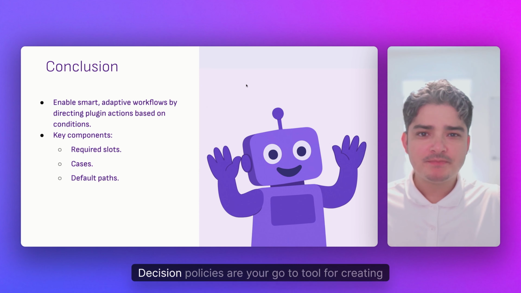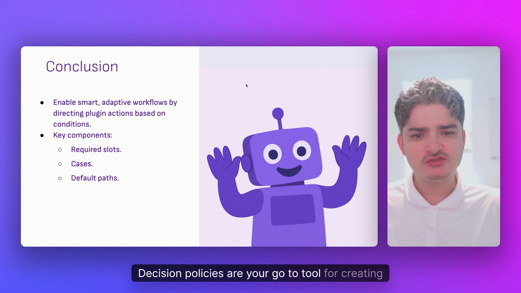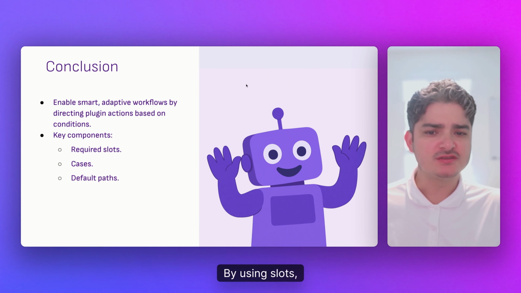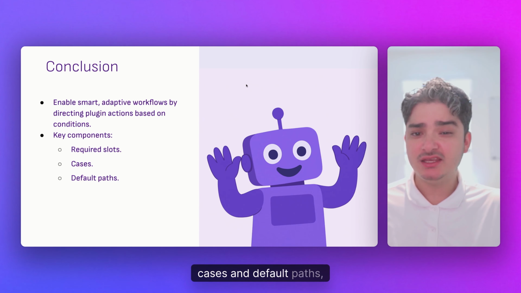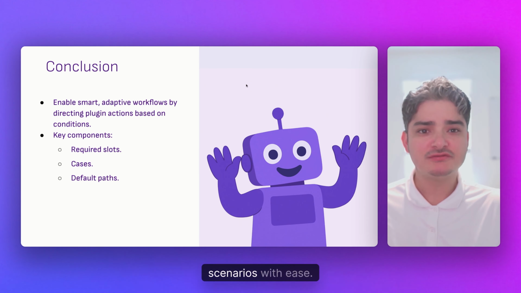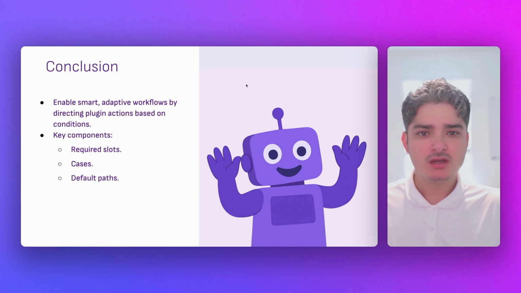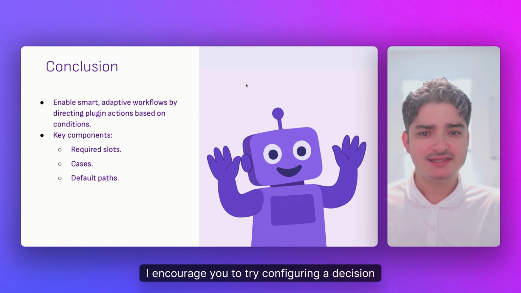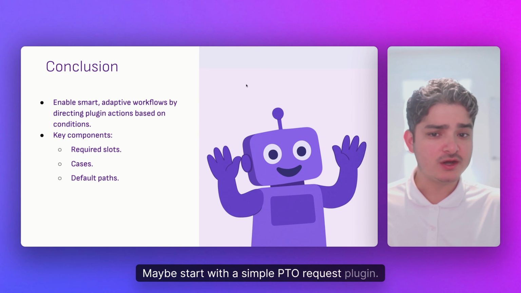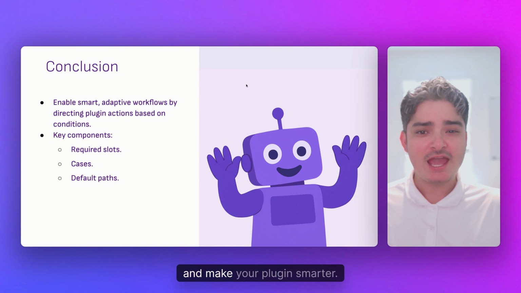To wrap up, decision policies are your go-to tool for creating smart, adaptive plugins. By using slots, cases, and default paths, you can automate decisions and handle a variety of scenarios with ease. I encourage you to try configuring a decision policy in Agent Studio. Maybe start with a simple PTO request plugin. Keep building and make your plugin smarter.